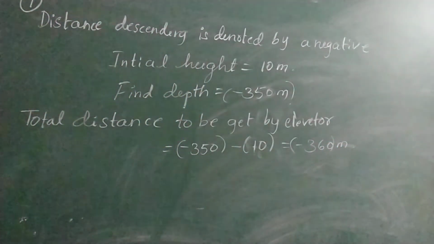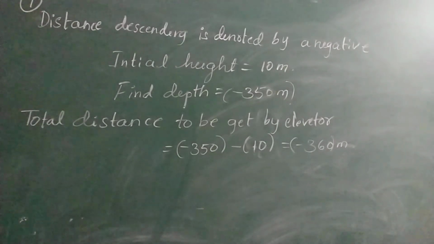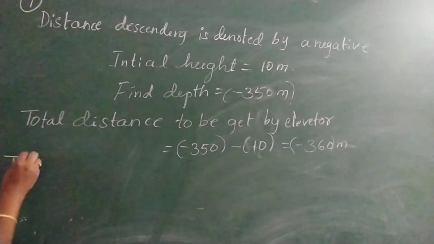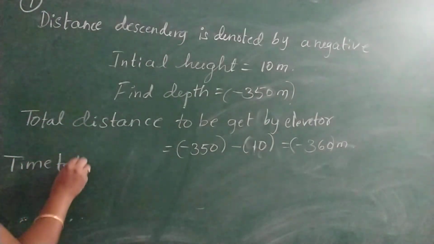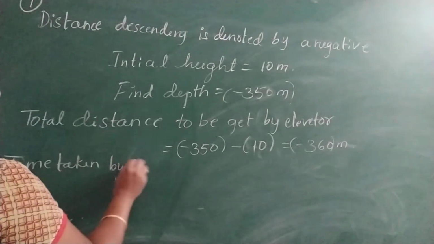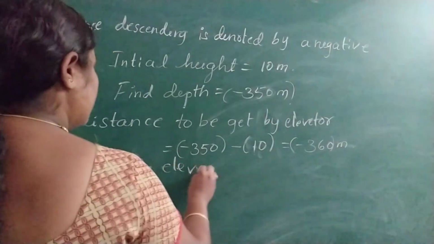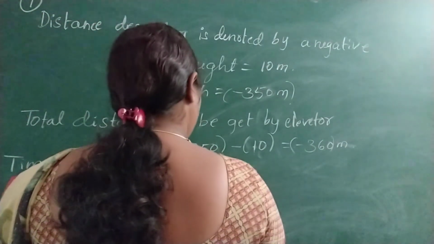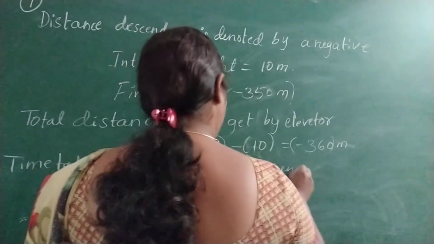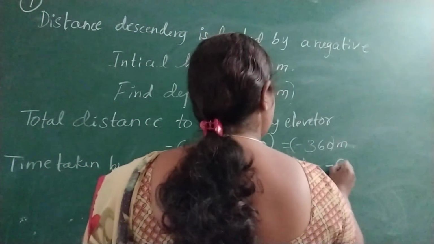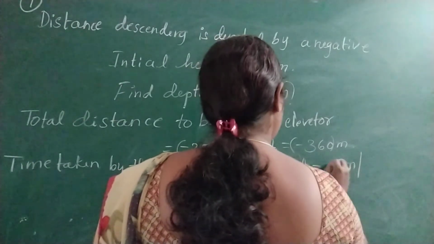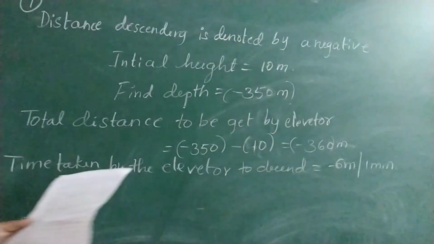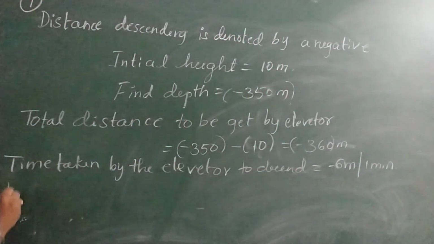Next we will identify the time taken by the elevator to descend. The elevator descends at minus 6 meter per 1 minute.